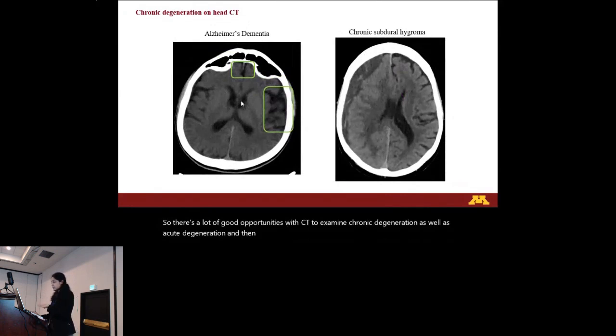And then on the right side, you see a patient with chronic subdural hygroma, which is essentially, there was an SDH or a subdural hematoma there before, and that space has been filled with fluid, and it's probably a little bit of old blood. And you can also see that it's causing some midline shift towards the right side of the image, or the left hemisphere of the patient.